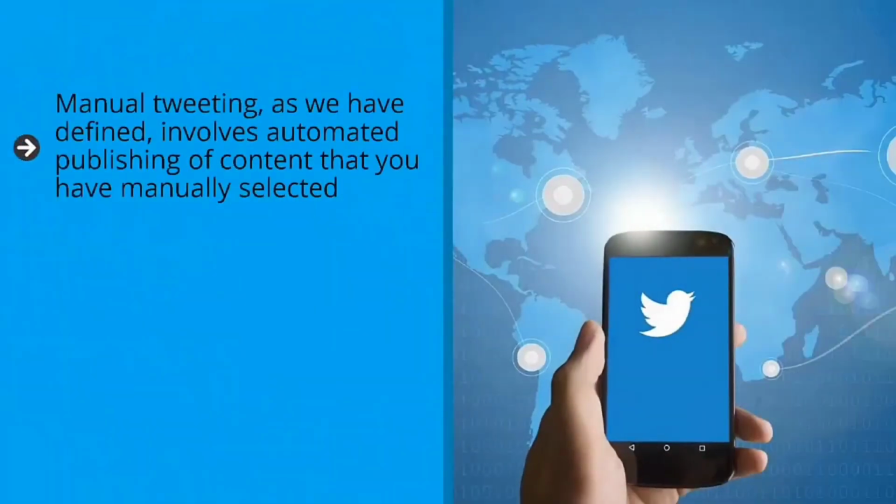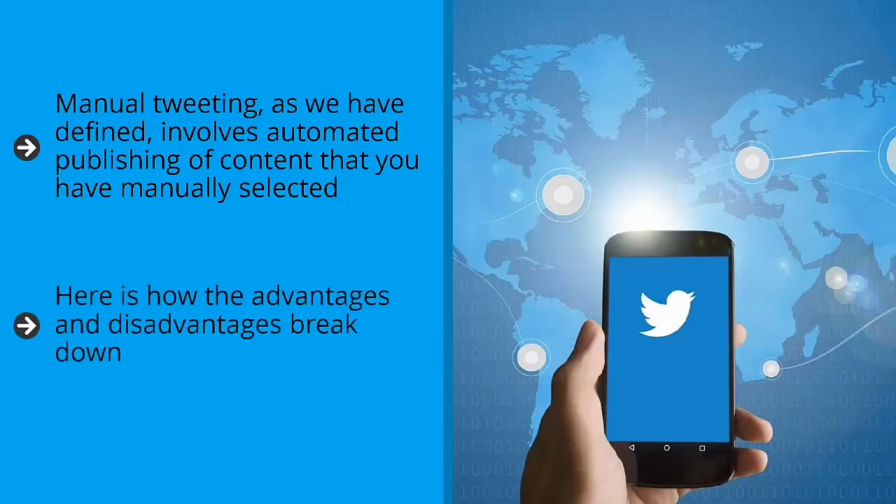Manual tweeting, pros and cons. Manual tweeting, as we have defined, involves automated publishing of content that you have manually selected. This is content that you have curated. The publication is automated, but your engagement is manual. You're going to find niche-related accounts. You're going to engage with them manually. You're going to tweet, leave comments, and so on and so forth.